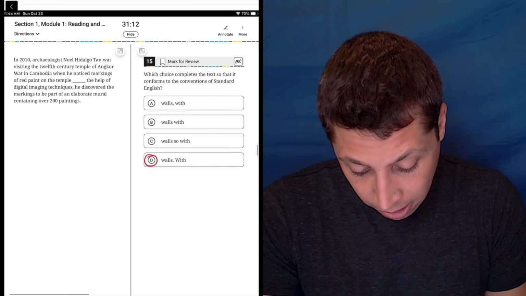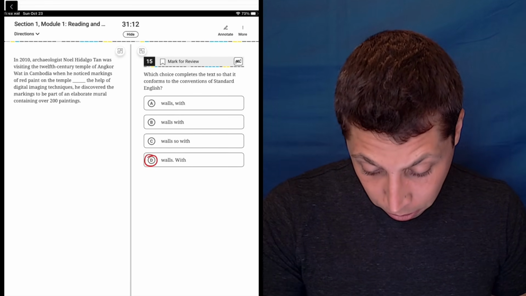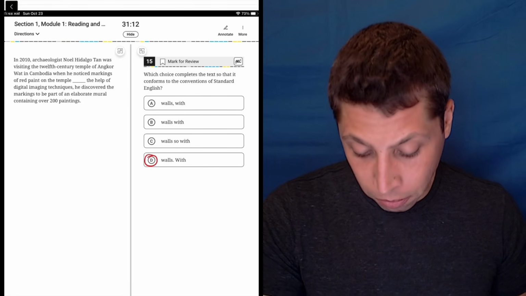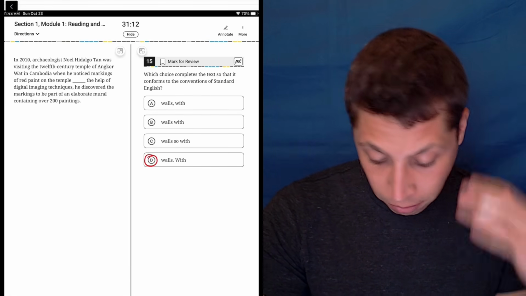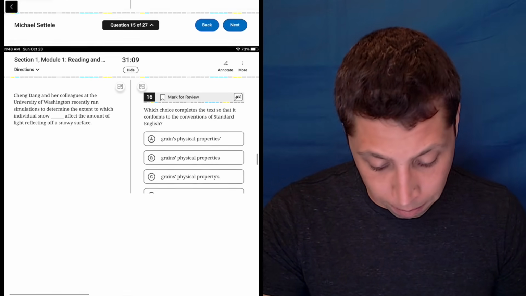So I think I just need D. I think I just need a period. He was visiting the temple when he noticed markings. Then we're going to go into a new sentence with the help of this. So that's an intro clause. He discovered the markings to be part of, yeah, this is just two sentences. I need a period here. Easiest way to do that.